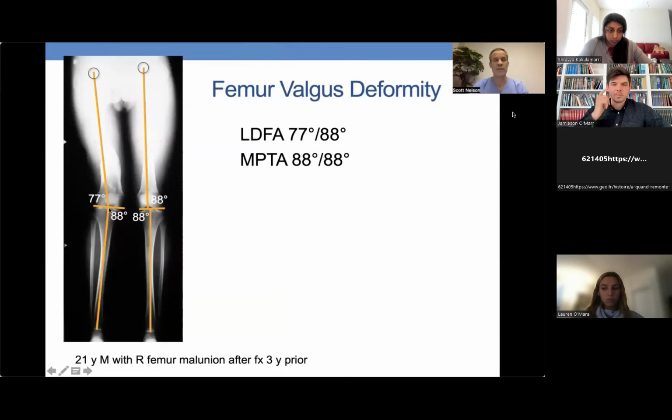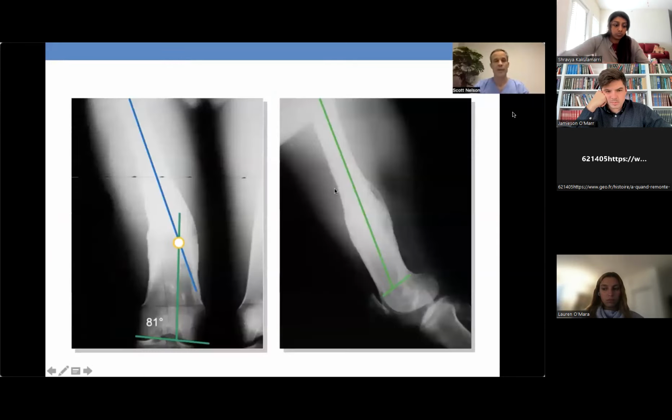So you can see this was a mechanical analysis here, and we have a mechanical LDFA of 77 degrees. I should have a small M right here. So on the right side, we have a femur valgus. On the left side, we have a normal femur, and we have bilateral normal tibias. And now we do step 3 to analyze where the apex of this deformity is. This was from an old trauma, and it occurred from a fracture that was at this level, and this apex is higher than we had in the last case.